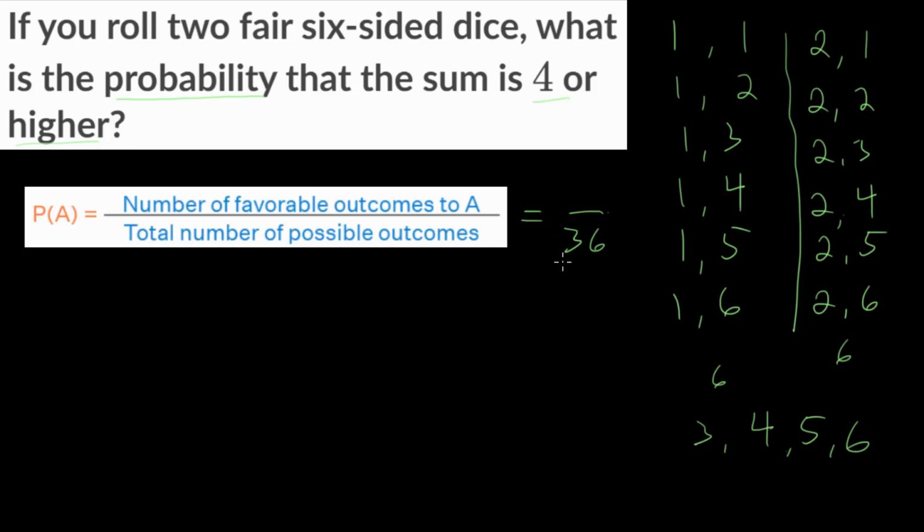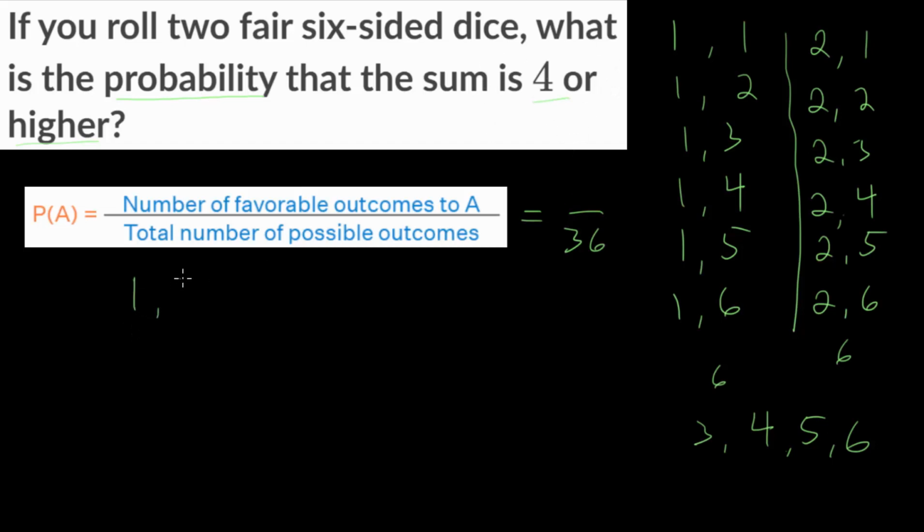Now, out of these 36 possible choices, which of these would add up to 4 or more? If we look at this first column, we can see that 1 and 1, and 1 and 2, will be too low, but 1 and 3, 1 and 4, 1 and 5, and 1 and 6 would all work. We could go through each of these columns and just count up which ones work. Though for this problem, it might be easier to think, what are the possibilities that the sum of the two dice is not 4 or higher?